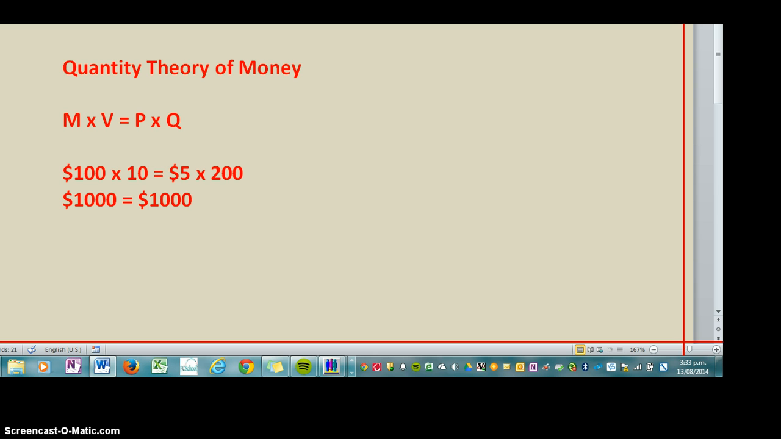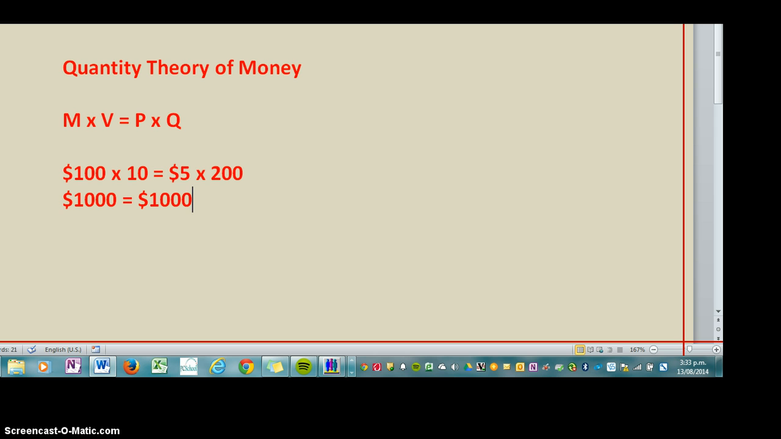Okay, that's the starting point. If you can remember that, like I said, it's just a maths equation. So then what we say is, okay, what happens if something changes? And the first version of this is the crude quantity theory of money. What this assumes is that the velocity of circulation and the real GDP is constant and does not change. Unlikely, but that's the first assumption.